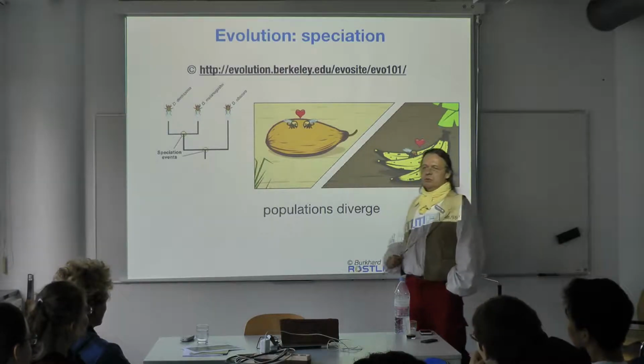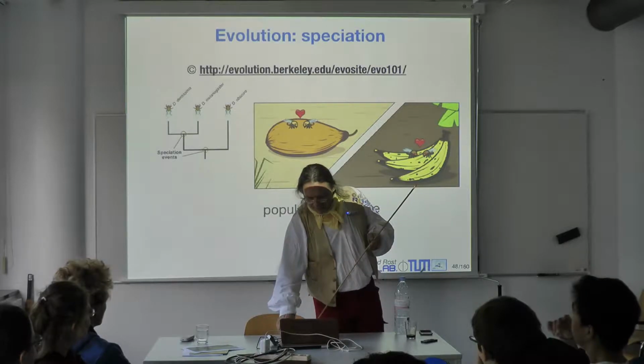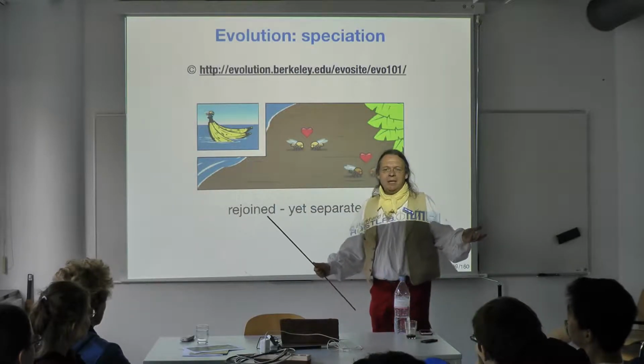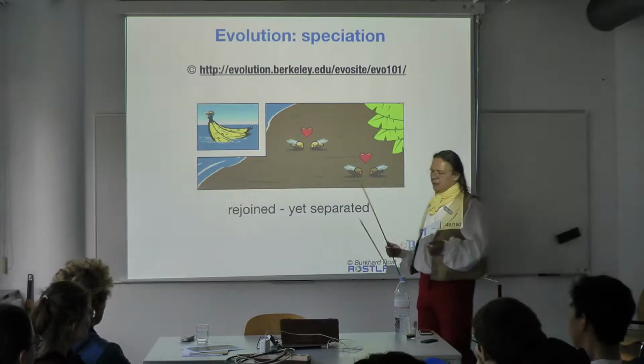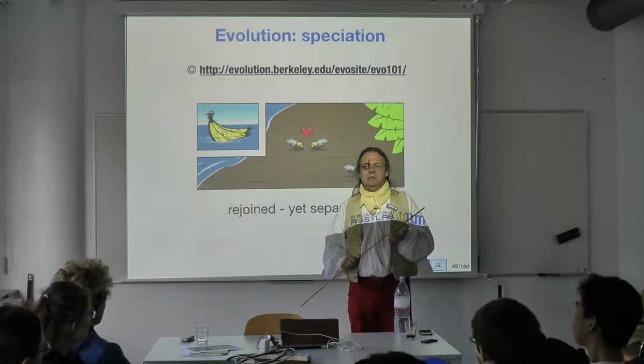And they begin to really specialize on melon and banana, and then after some time they're all happy again because they're rejoined, these two groups. But lo and behold, a speciation event has happened. What does it imply, speciation?